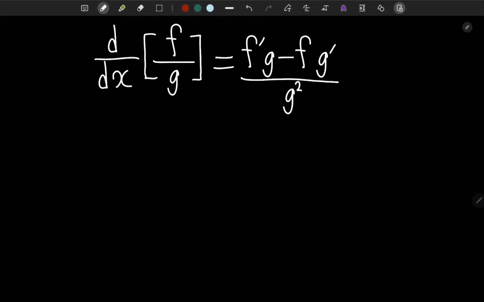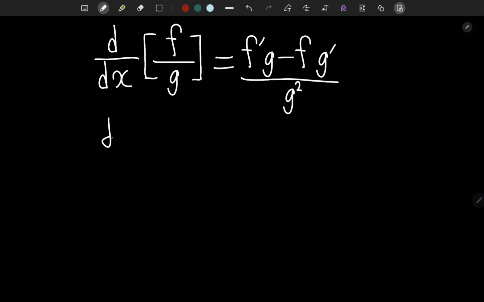So in this video, we will be going over the quotient rule, and the formula states when we have a fraction, meaning that we have f over g where f and g are functions, the derivative of f over g is equal to f prime g minus f g prime over g squared. So let's do a quick example to understand this.